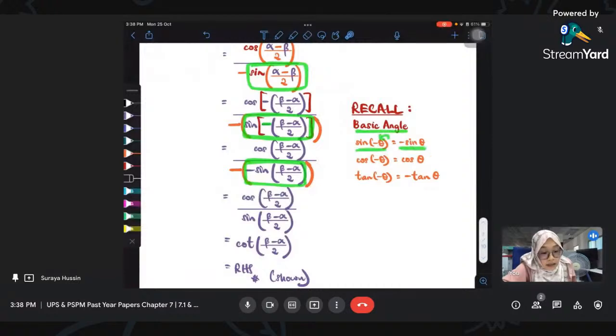The negative theta has become theta, but the negative must be outside. So here goes my negative outside. No more negative inside. I put the negative outside. And therefore negative bertemu negative jadilah positive. So here you must be very careful and smart lah. You have to be very smart and very careful so that you can apply the basic angle.